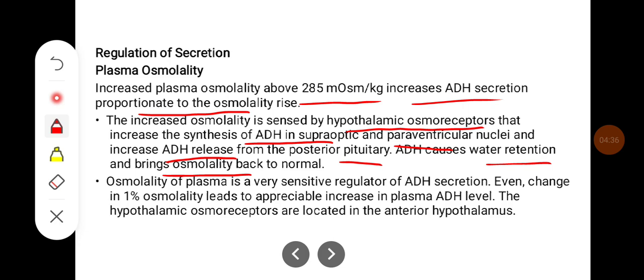Osmolality of plasma is a very sensitive regulator of ADH secretion. Even a change in 1% osmolality leads to an appropriate increase in the plasma ADH level. The hypothalamic osmoreceptors are located in the anterior hypothalamus.